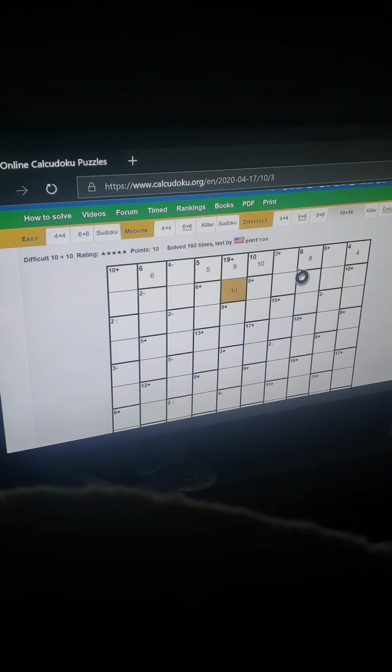Alright, so this 19 cage right here, basically it can only be 9 and 10. So there must be a 9 right here, a 9 and a 10. Now right here with the 3 cage, it can only be a 1 and a 2.